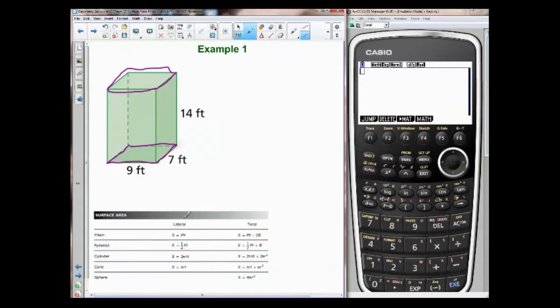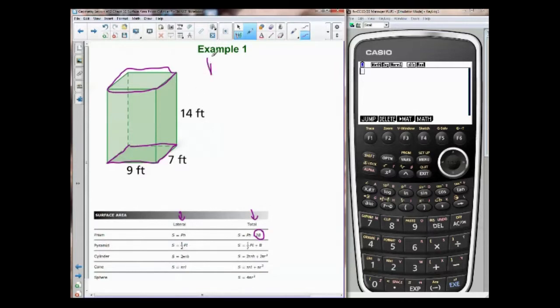I went ahead and provided the EOC formula chart right down here, which you will have throughout the rest of the year. And we're going to be looking at the total surface area. Notice how the lateral is just the area of the faces. We just have to add in the 2 bases for the total.